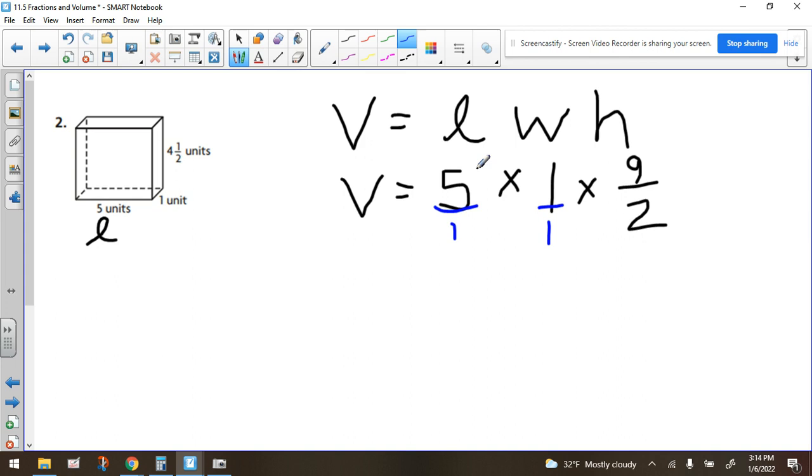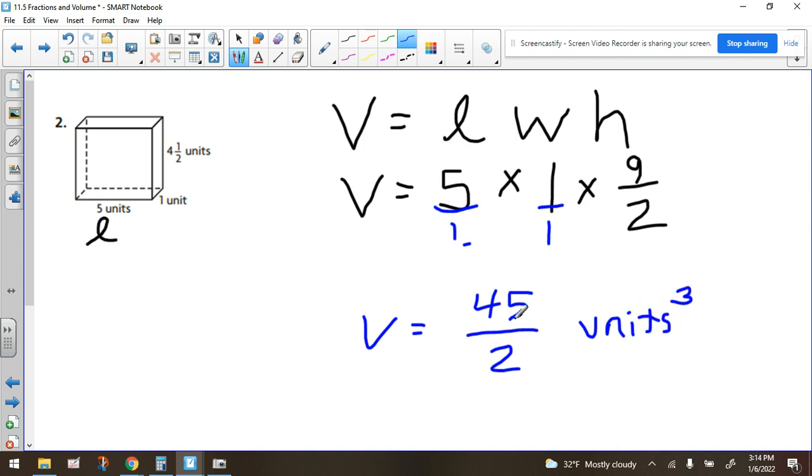All right, so 5 times 1 would be 5, and 5 times 9 would be 45. And 1 times 1 would be 1, and 1 times 2 would be 2. So the volume is 45 halves, and that's cubic units. But once again, when you look at the answer choices, they're probably going to want this as a mixed number. So we have to divide that out. So you'll do that on your own. I think you can handle that. And that will be one of the answer choices that you'll see for number 2.